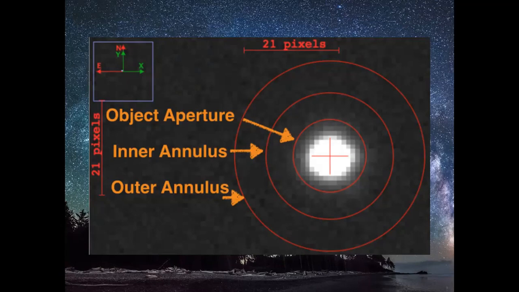Okay, you need to subtract the area of that inner circle and the area of this ring. That is what you do to calculate the counts free from the sky contribution. That is how you calculate it, and you need to divide it by the exposure time.